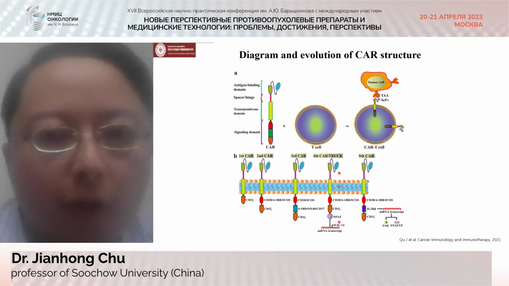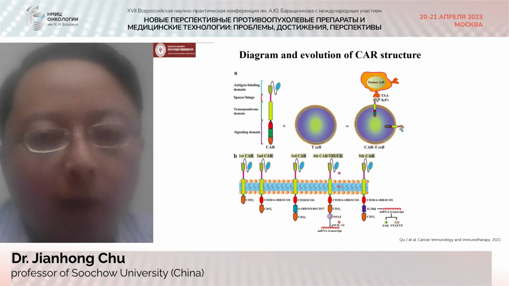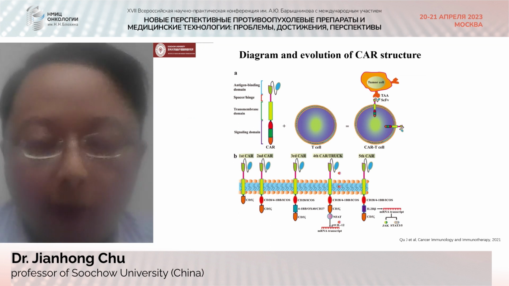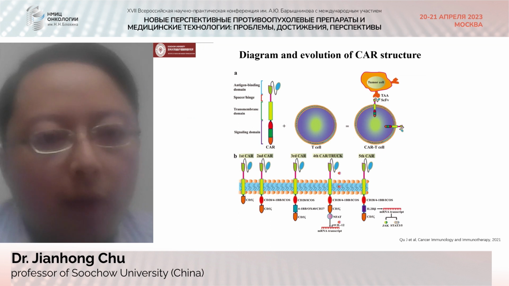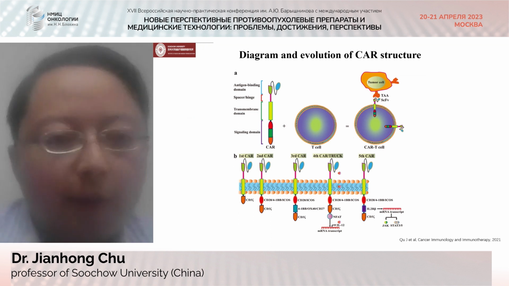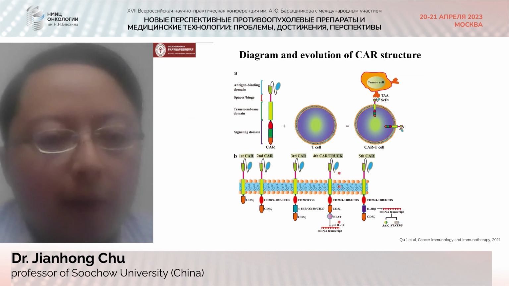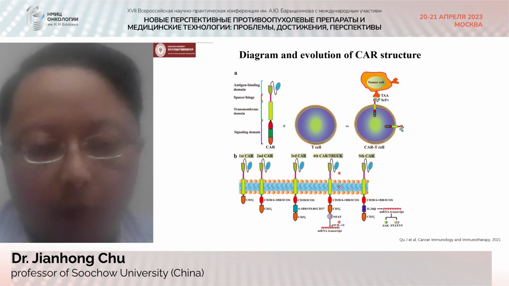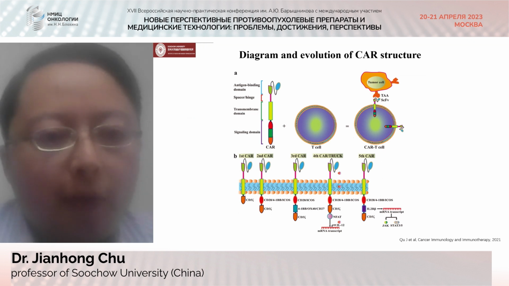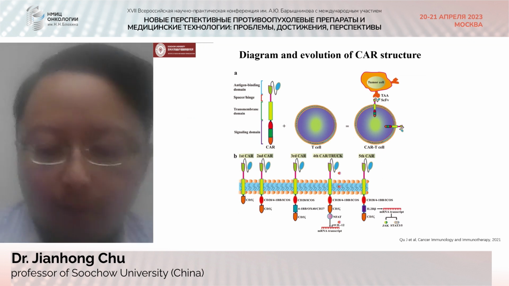This diagram shows the structure of the CAR. The CAR is generally composed of four different domains, including the antigen binding domain, and this is often derived from the single-chain variable fragment from a monoclonal antibody. And then this is followed by the spacer hinge region, and then the transmembrane domain, and the signaling domain responsible for transmitting the signaling pathway.